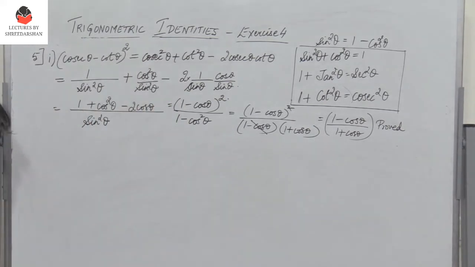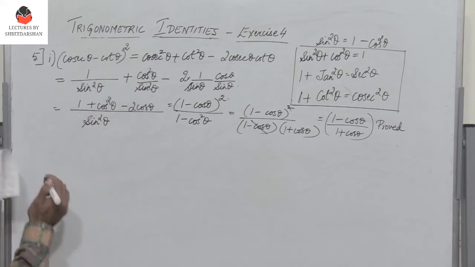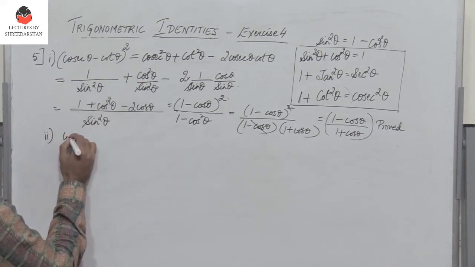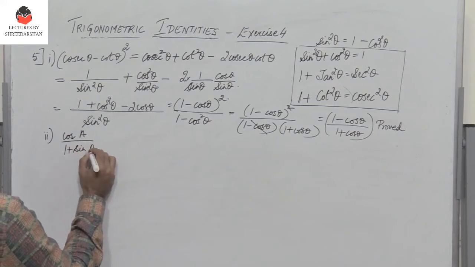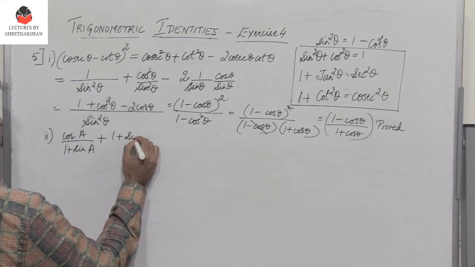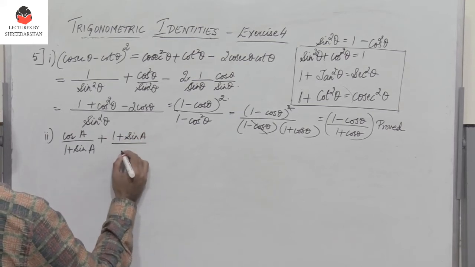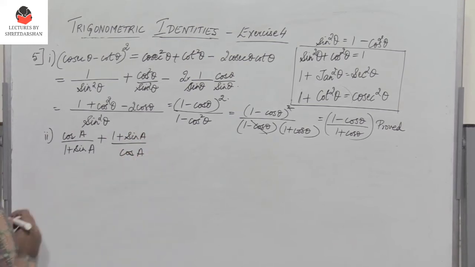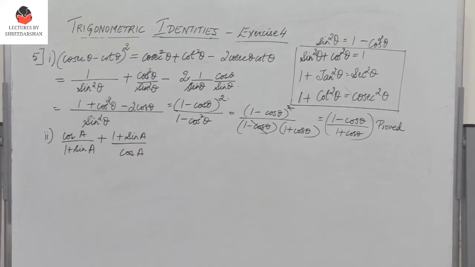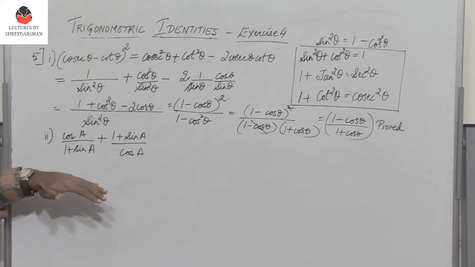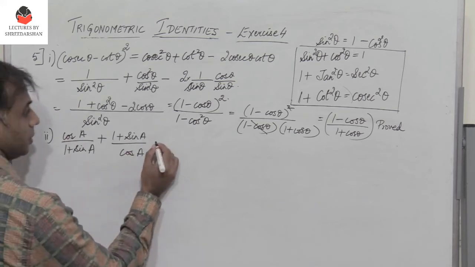Now moving on with the next one, the second one. We need to prove that cos A divided by (1 plus sine A), plus (1 plus sine A) divided by cos A, is equal to 2 secant A. Okay, so let's see how this can be done. Given a problem like this, where the denominators are different, let me take the LCM.